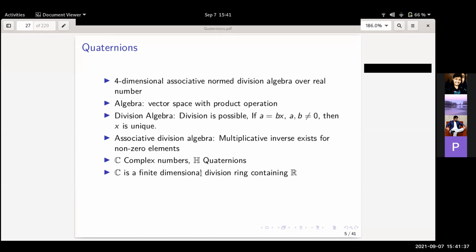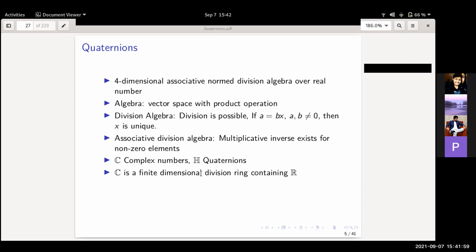Ring may not have inverses for every element. Field means inverse will exist. Division ring and field are same? Hmm, division ring and field are same then. Yeah, kind of. You can say finite dimensional field containing R.